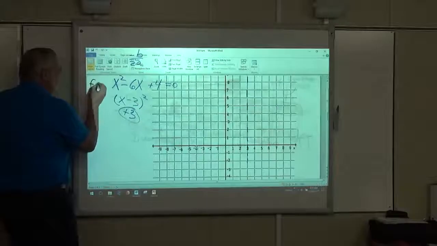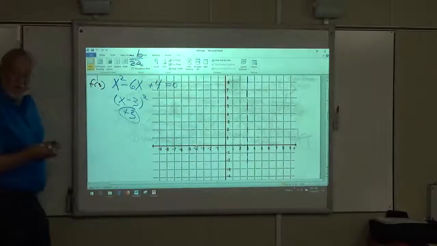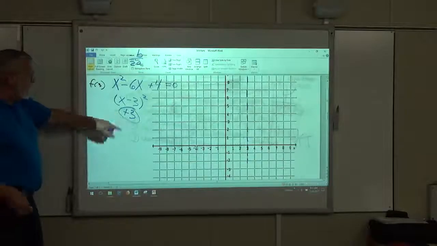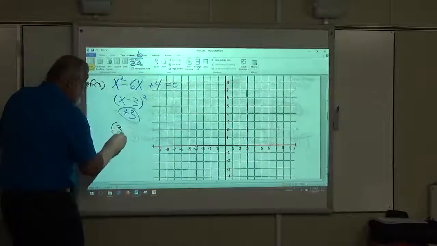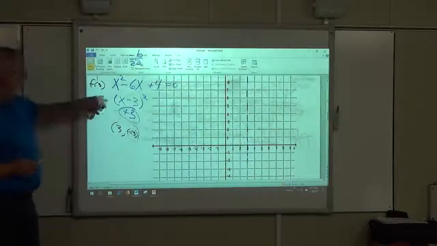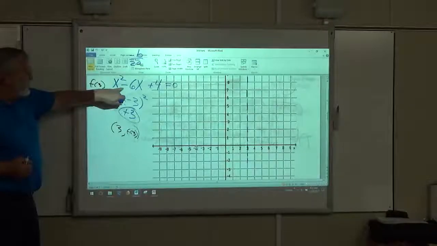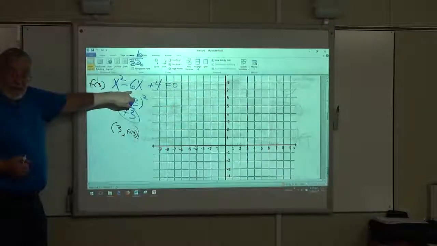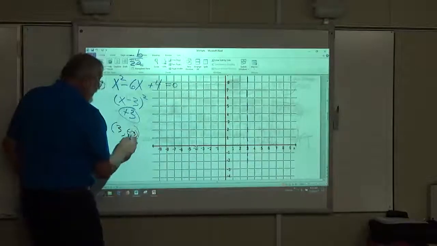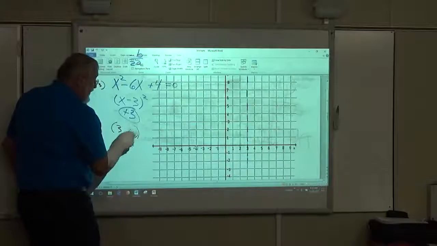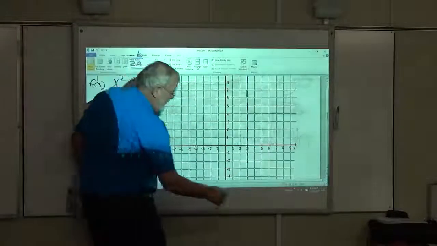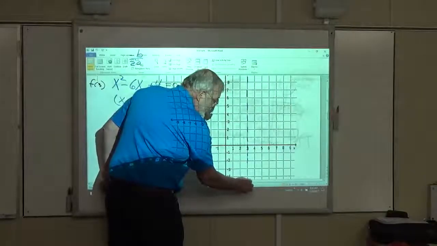I want f of 3. That's the reason you had to know that. Because the vertex has a 3 here, I want f of 3. How much is that? It is 9 subtract 18, which is negative 9, plus 4 is negative 5. So that makes the vertex 3, negative 5. Where's that located? It's located right down here.